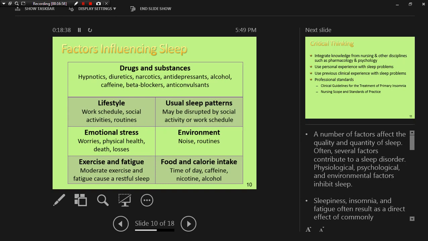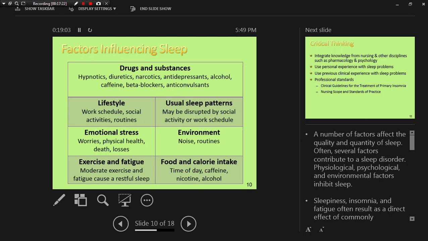Exercise and fatigue. Obviously, exercise throughout the day is effective to keep the patients sleeping well at night. So sometimes if the patients started a new exercise regime and they're doing it later in the evening, that may be a reason why these patients are having insomnia, having a hard time going to sleep at night, because you've got increased sympathetic activity, right? So it's hard to bring it down to rest.